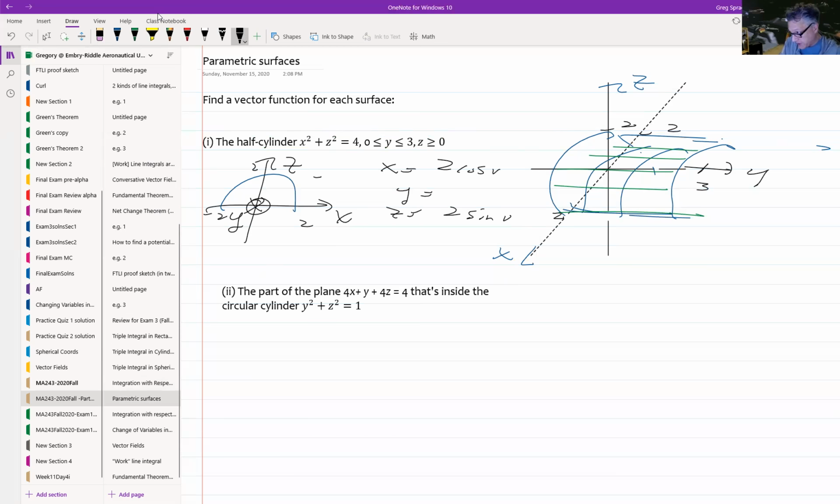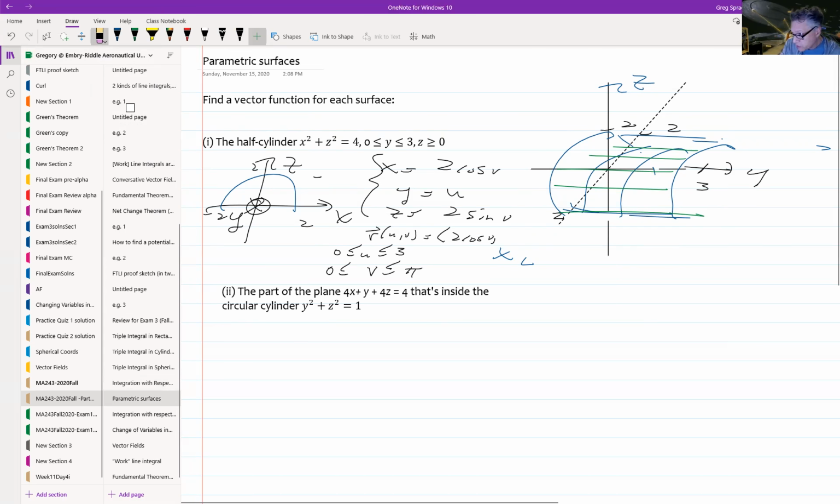Well, this is not polar coordinates because the radius is always the same. y doesn't depend on x or z at all, so I'll just set y equal to the other variable, u. v is the angle, which goes from 0 to pi. Use not the radius. Use the y value, which goes from 0 to 3. And I'll convert the parametric equations to a vector function and get r of u, v equals 2 cosine v, u, 2 sine v.